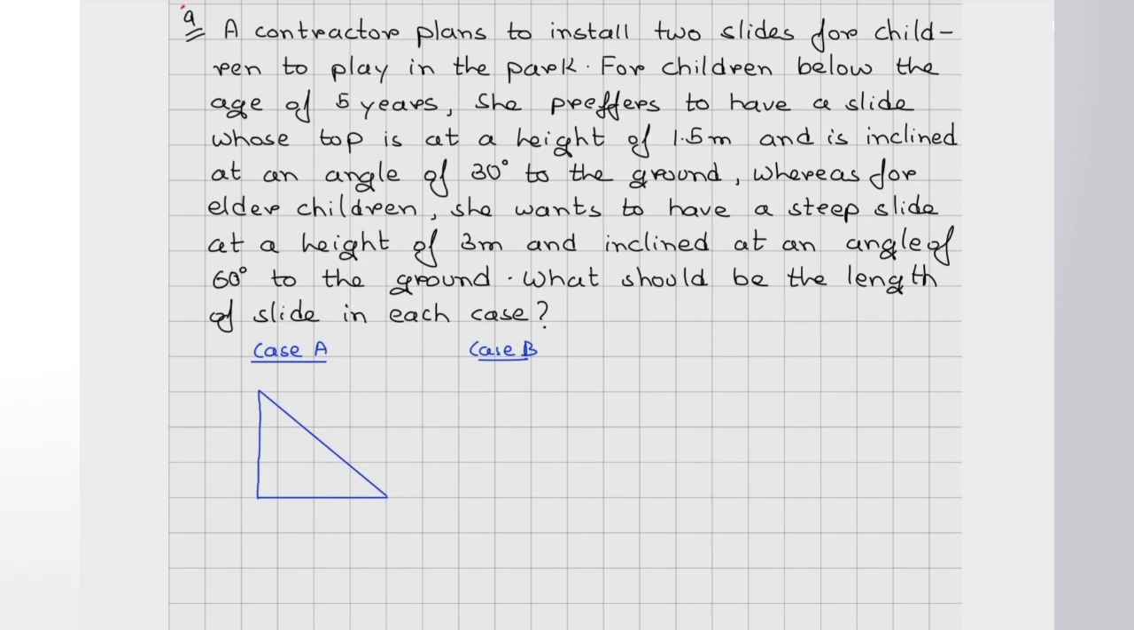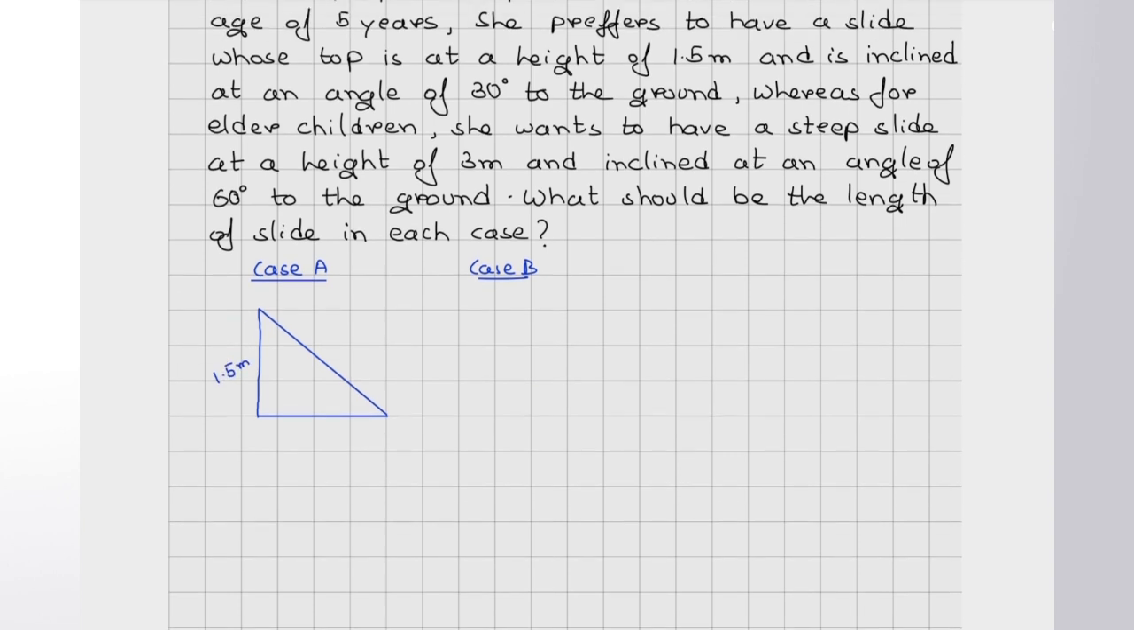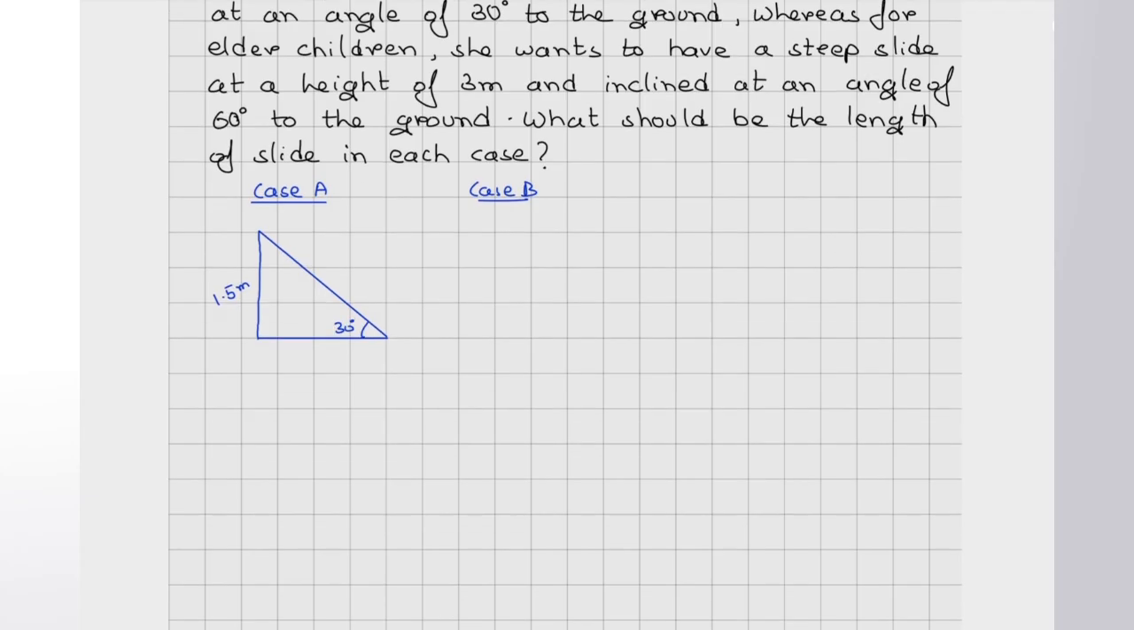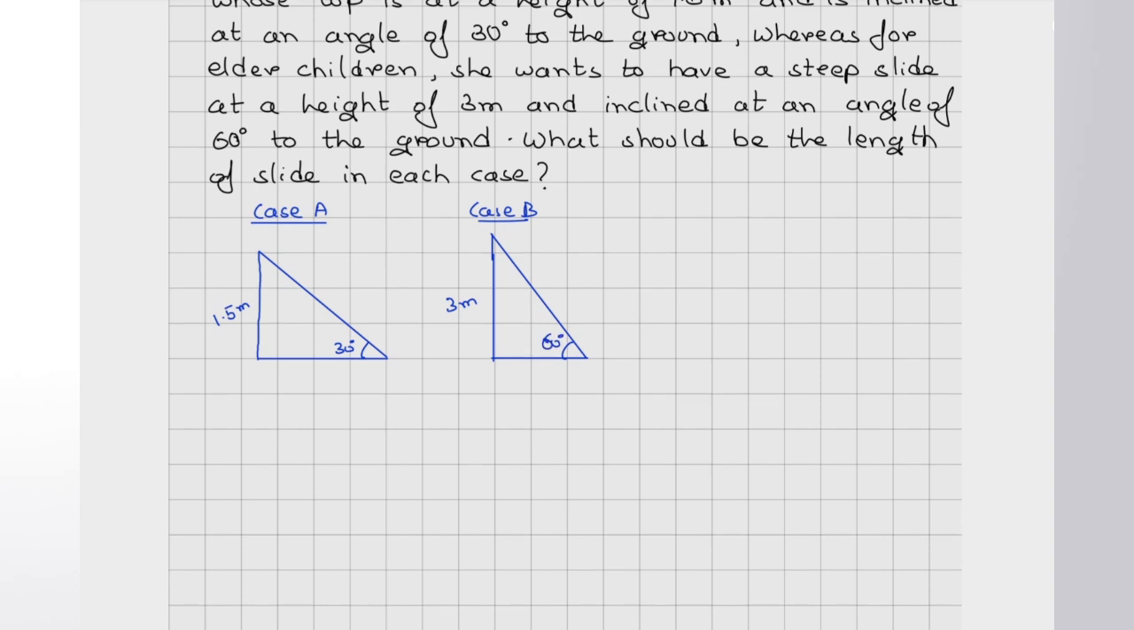A contractor plans to install slides for children below. She prefers to have a slide whose top is at a height of 1.5 meter. Okay, we got the height of the slide, that is 1.5 meter, and inclined at an angle of 30 degree. She wants to have a 30 degree on the ground, whereas for the elder children she wants to have a steep slide with increased height of 3 meter and inclined at an angle of 60 degree. What should be the length of the slide in each case?